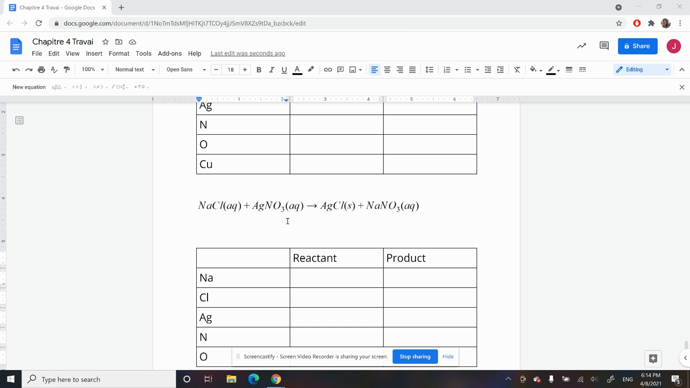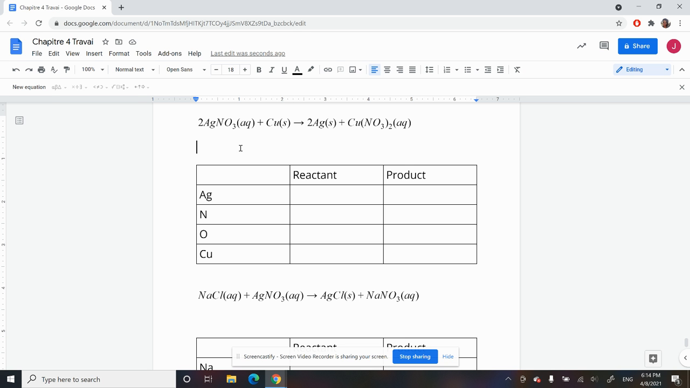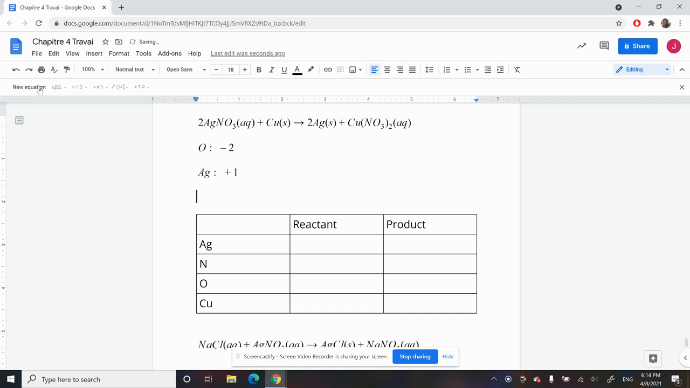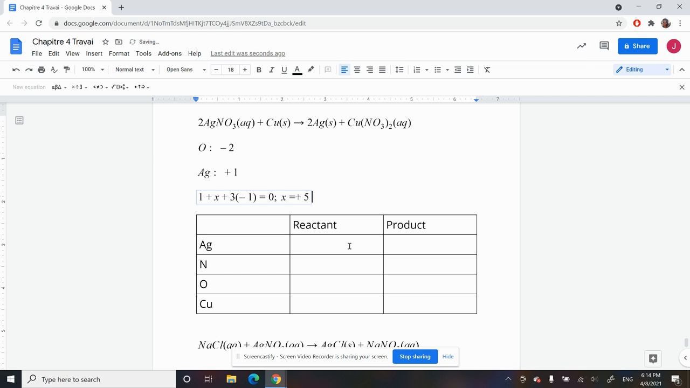Let's work through this. The first thing we're going to want to do is get the oxidation states of all of the different substances. So we're going to start with AgNO3. Oxygen I know is going to be -2 there. Ag, because this is a part of a type 2, is going to take its charge here, which is +1. I know this because the nitrate NO3 has a charge of -1. Then I'll just have to use a little bit of algebra to get the charge of nitrogen. We'll go ahead and fill those in.